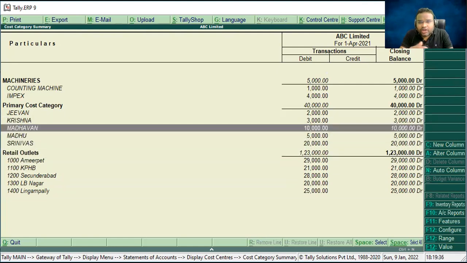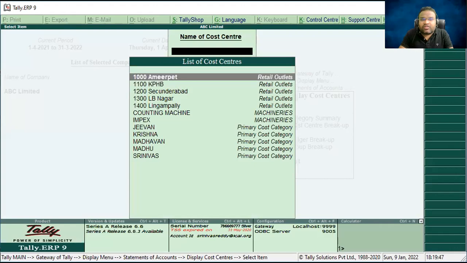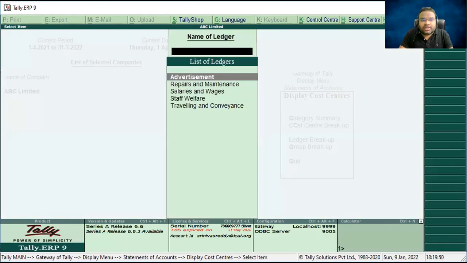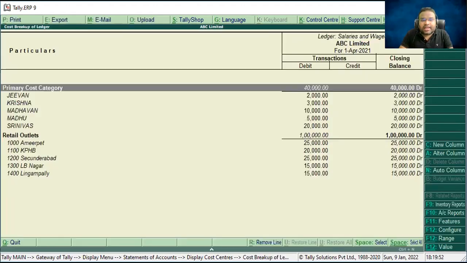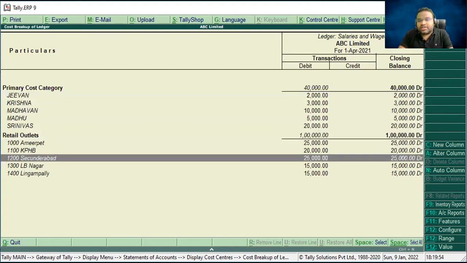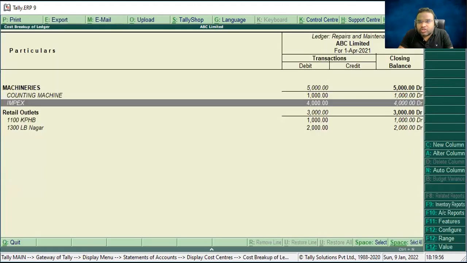For financial accounting, I don't want machinery-wise or retail outlets-wise. I want GL-wise, general ledger-wise. What I require here for cost records is for each cost center-wise. I'll do the analysis. If I take ledger-wise breakup, like for example, salaries and wages, how did you spend? Repairs and maintenance, how did you spend?